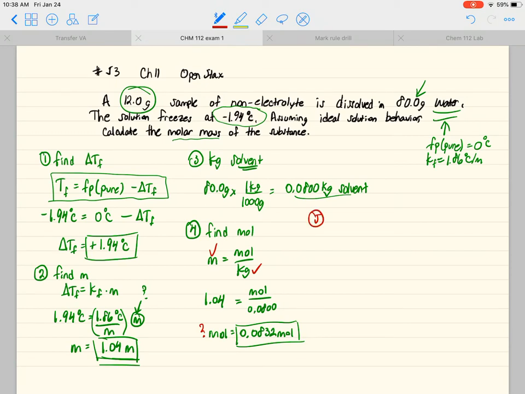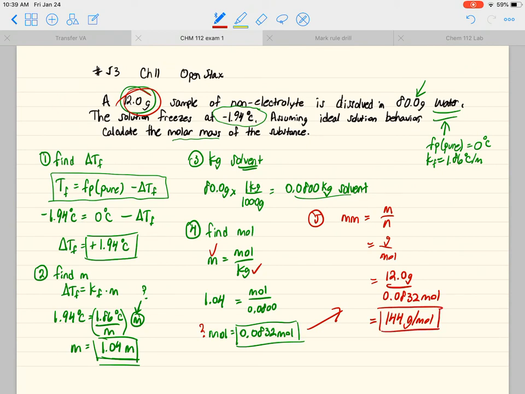Now, our next step is to use the molar mass formula. Molar mass is mass over moles, in units of grams per mole. The grams that we have from the word problem is 12.0 grams, and the moles we've calculated prior to this. So you literally just find that fraction, 12 divided by 0.0832, and I get 144 grams per mole.